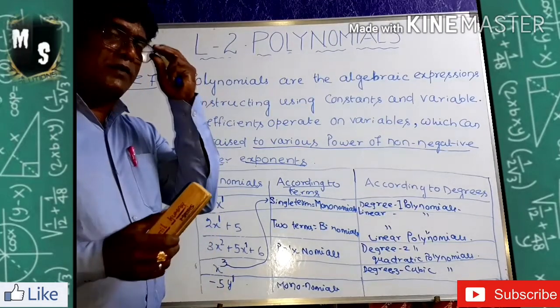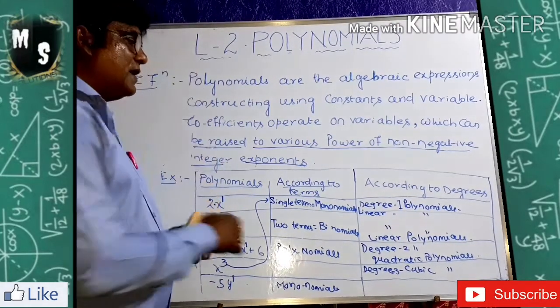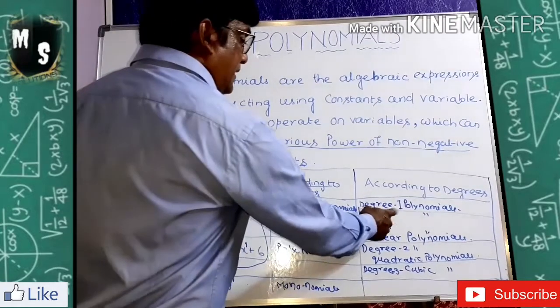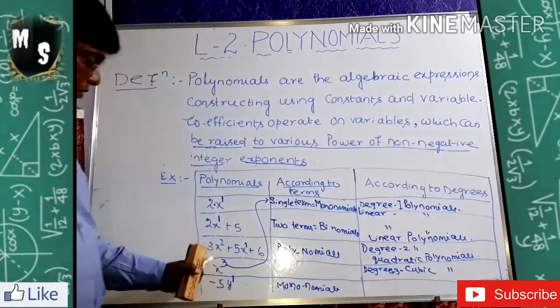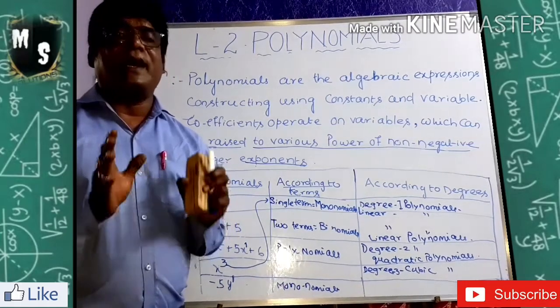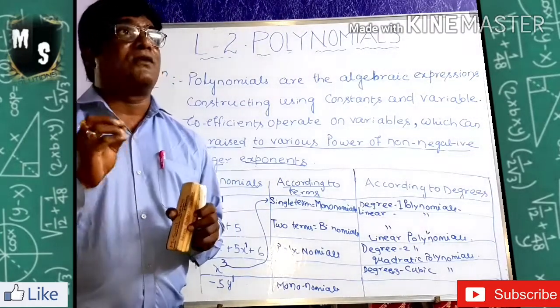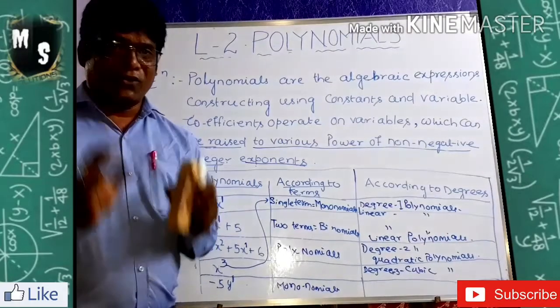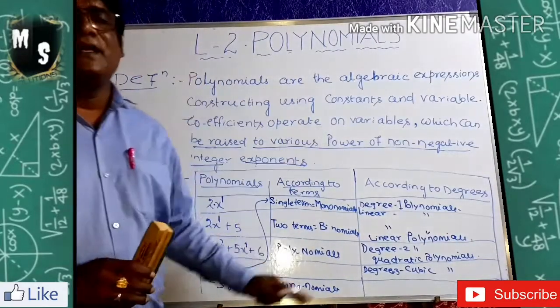Now it also has y to the power 1. So y to the power 1 means it is a degree 1 polynomial and can also be called a linear polynomial. If it is 4, then definitely it is called a degree 4 polynomial and can be called a biquadratic polynomial. I hope you understood all of these things nicely.